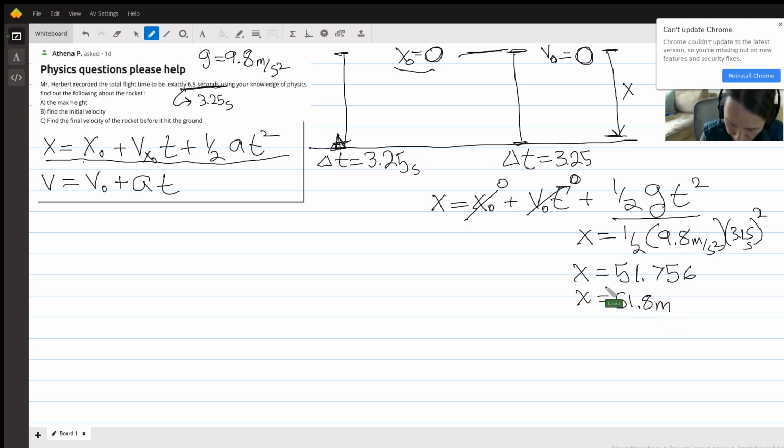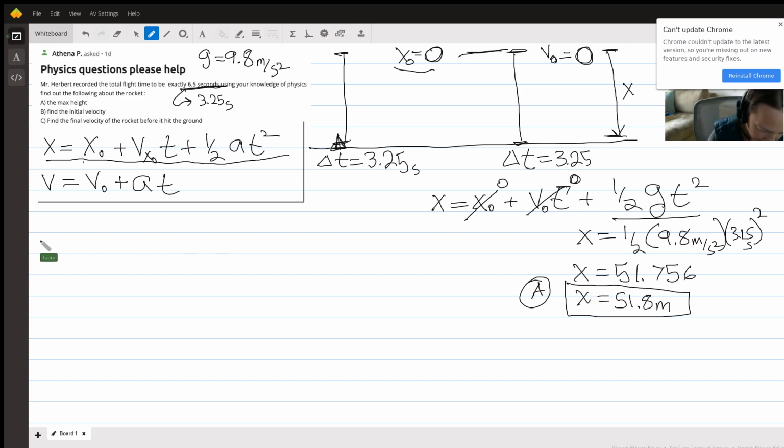However, if I do any calculations using this distance, I will use more of the numbers past that decimal place to get a more accurate answer, with less rounding errors. So don't use your final rounded answer. Use all the gobbledygook that you've got in your initial calculation. So there is our part A. The height that we reached is 51.8 meters.